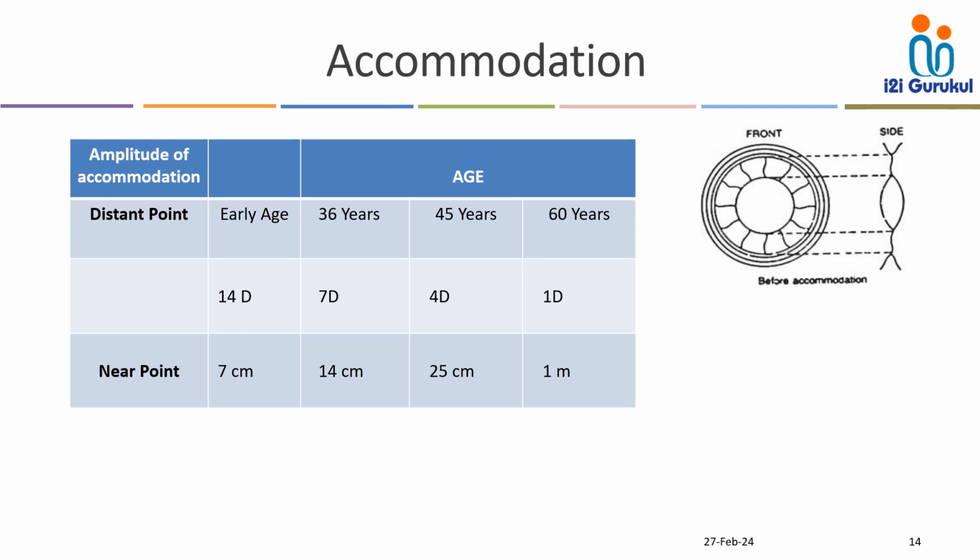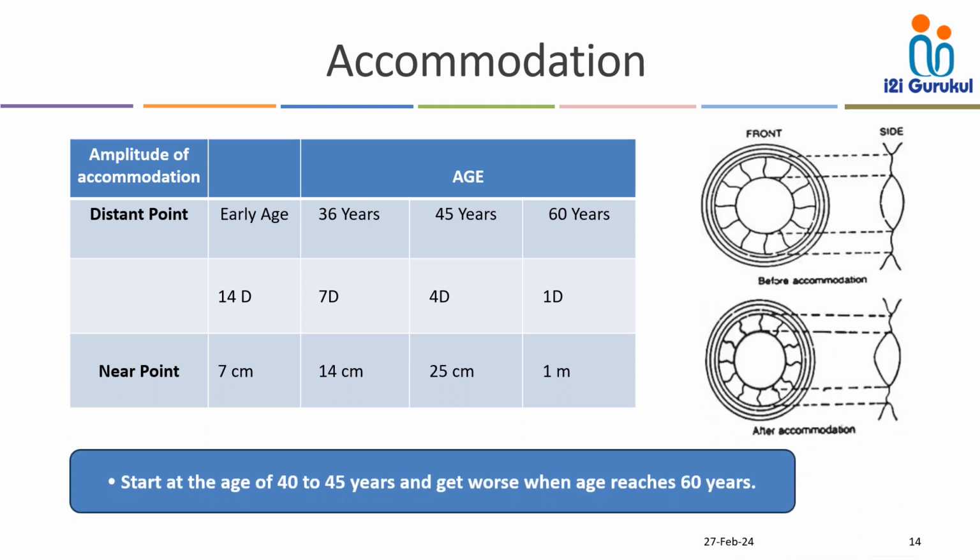Presbyopia starts at the age of 40 to 45 years, because when we get older, the lens in the eye also gets older, so the lens loses its ability to accommodate. Presbyopia begins at the age of 40 to 45 years and slowly gets worse as our age reaches 60 years. Now here you can see the table, so you can refer to this table.